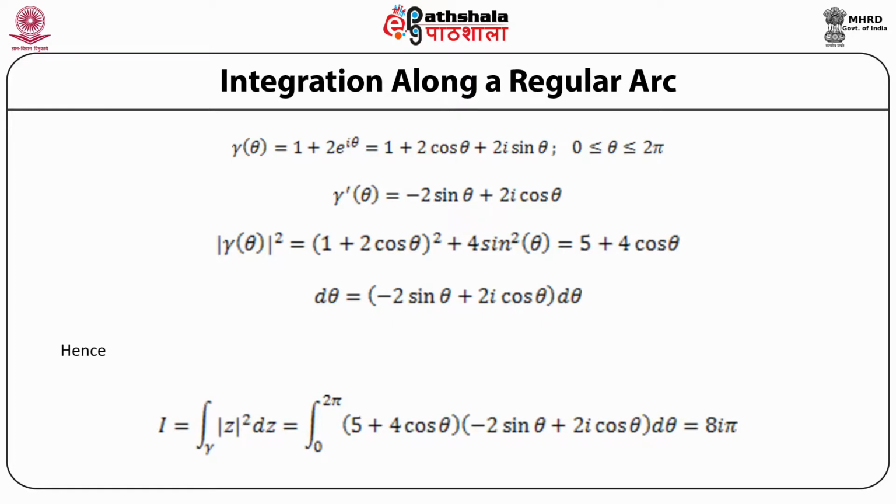Hence I equals the integral along gamma of mod of z squared dz, which equals the integral from 0 to 2 pi of (5 plus 4 cos theta) into 2 (minus sin theta plus 2 iota cos theta) whole into d theta, which equals 8 iota pi.